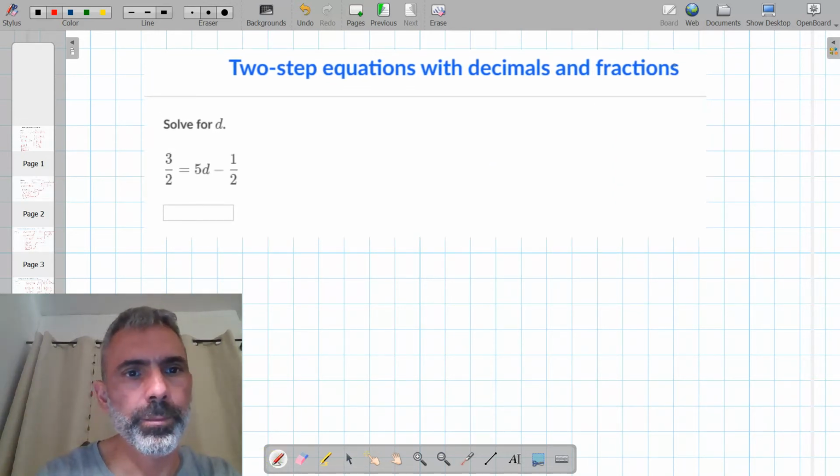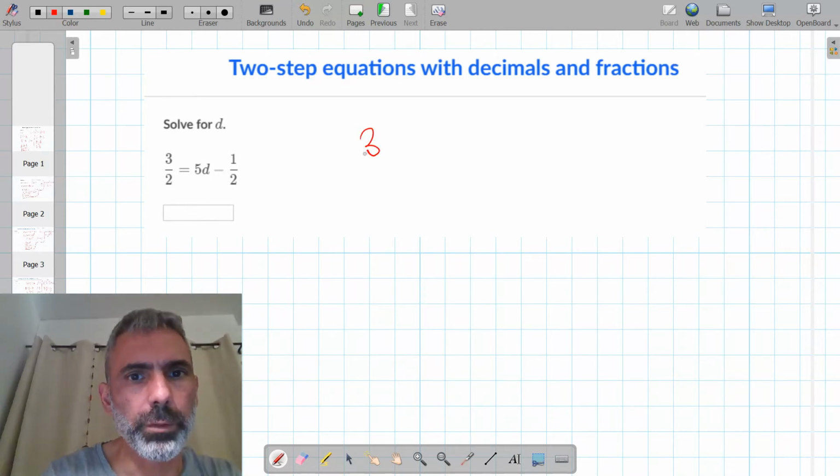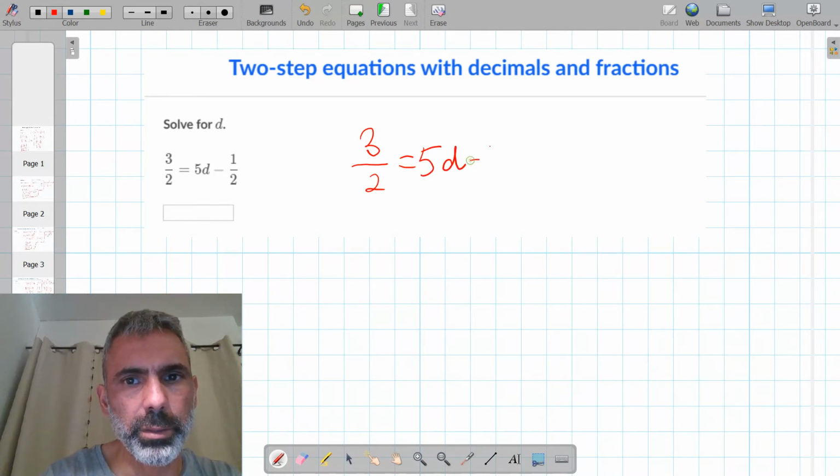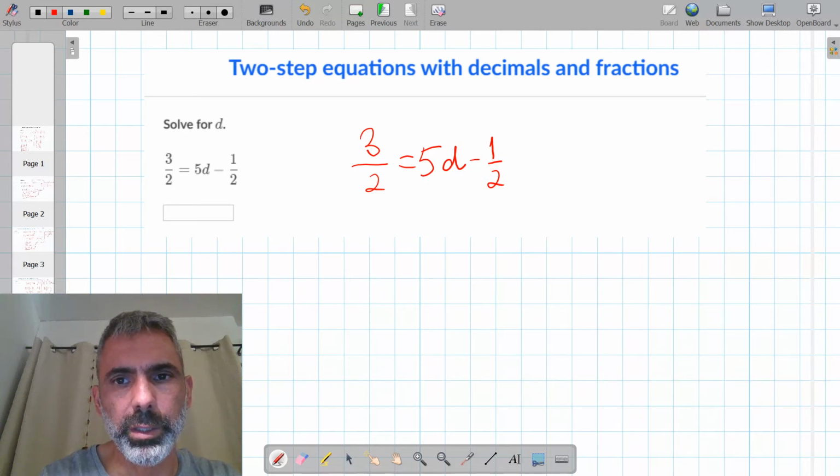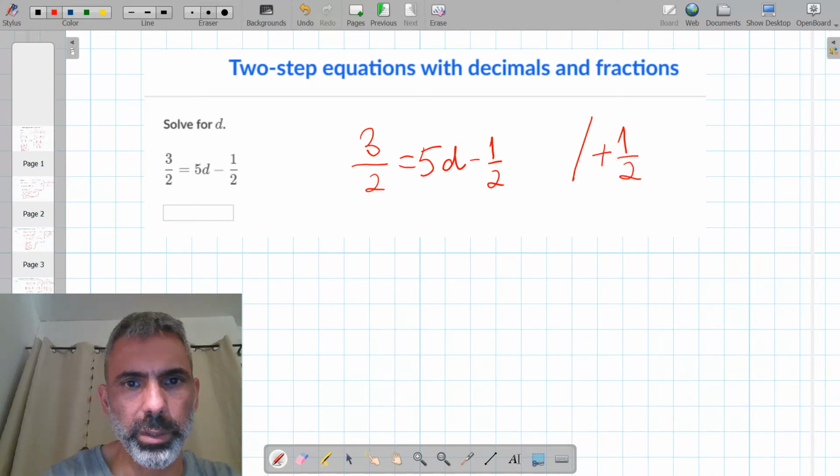Solve for D. Okay. So 3 halves equals 5D minus 1 half. So I want to isolate the D, so the first step will be to get rid of the minus 1 half on the right hand side of the equation. So I will add 1 half to both sides of the equation.